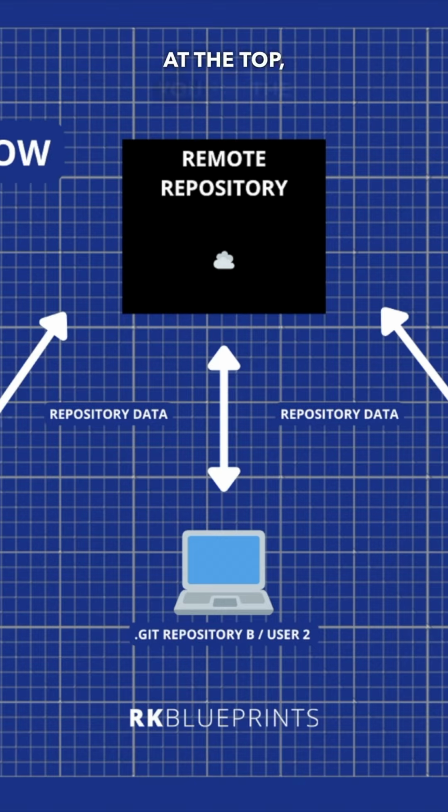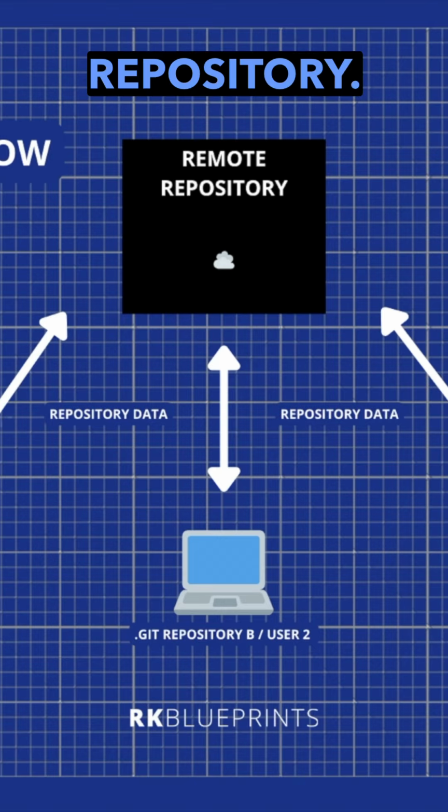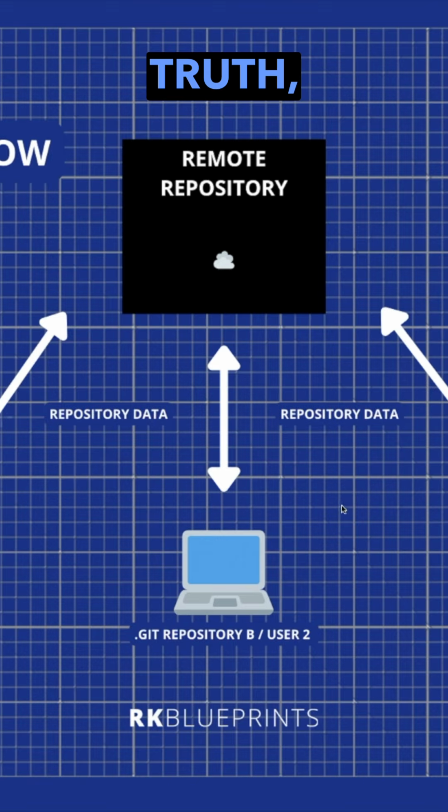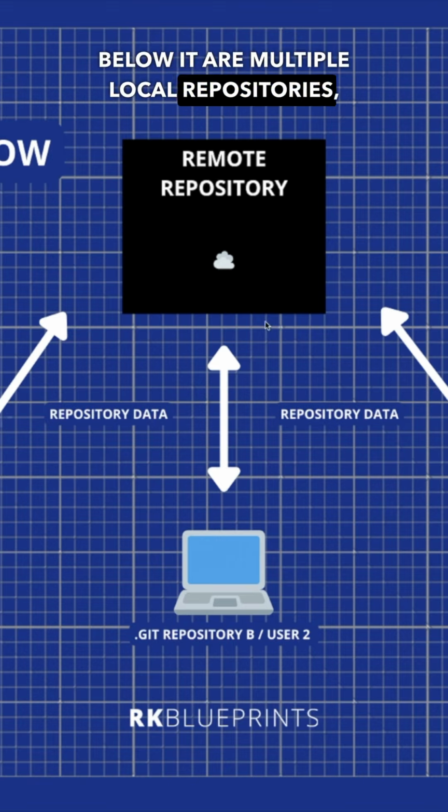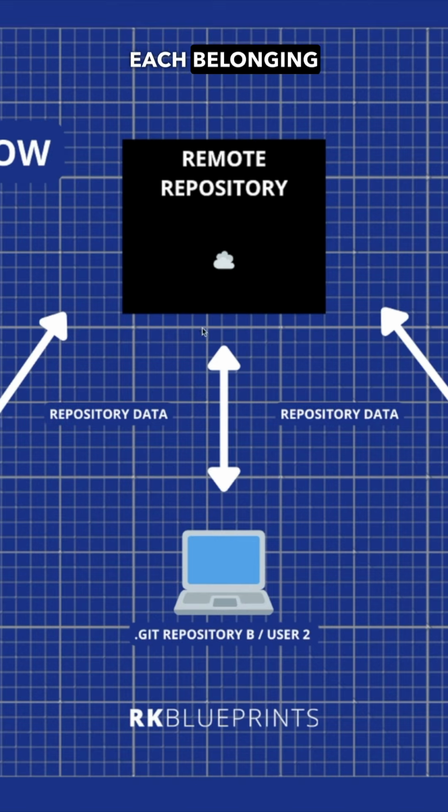At the top, you see the remote repository. This is the shared source of truth, usually hosted in the cloud. Below it are multiple local repositories, each belonging to a different developer or operator. Each person has their own environment, their own copy of the code, but everyone connects back to the same remote system.